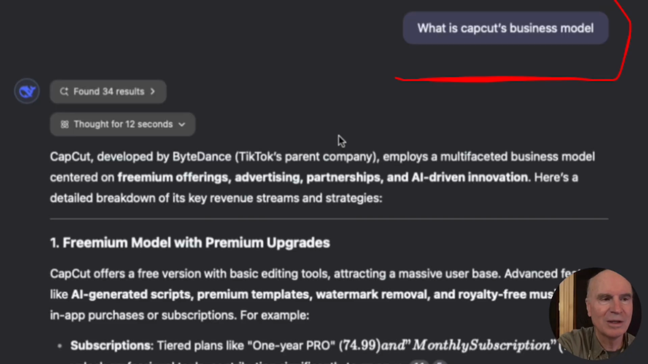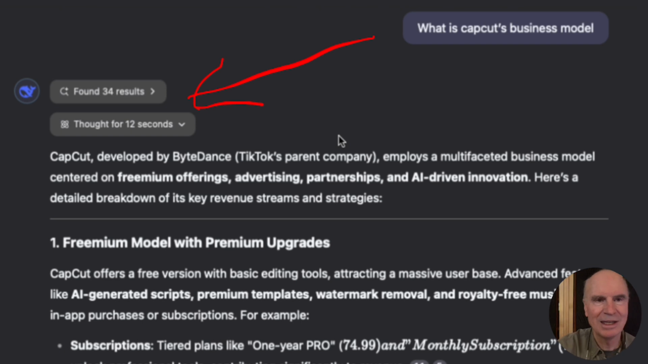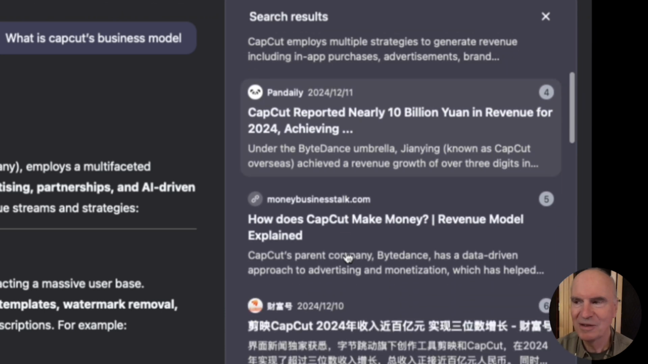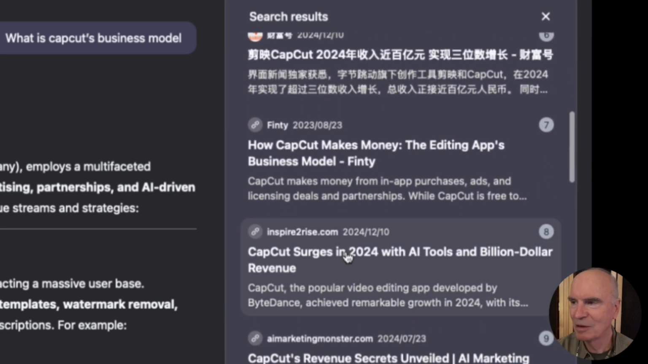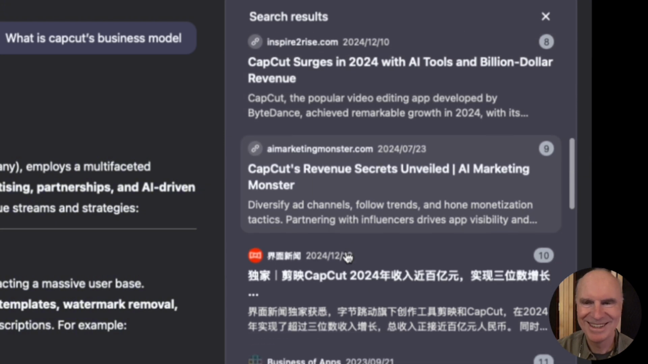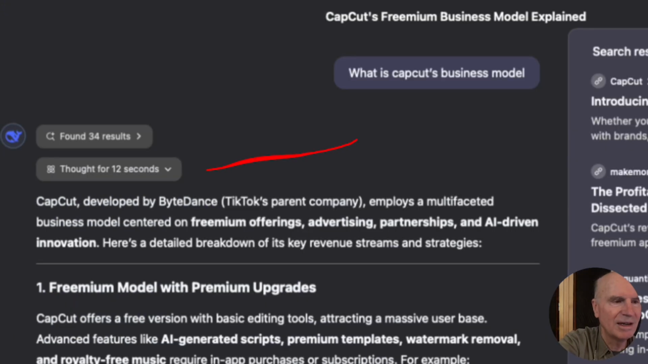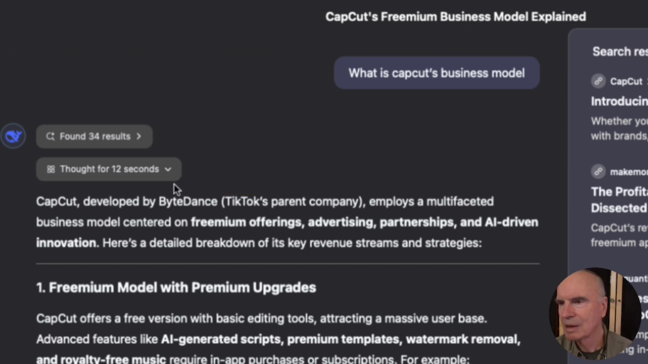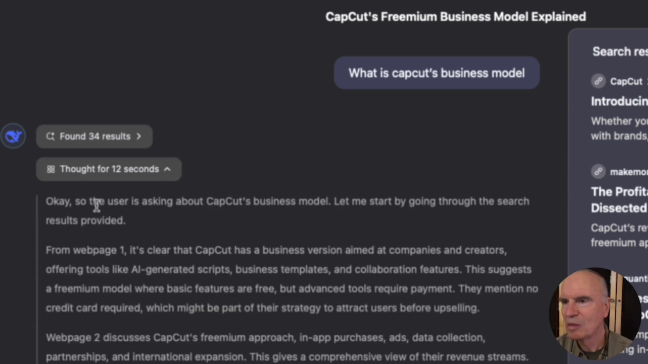I asked for it to analyze the business model of CapCut. And the first thing it did is it found a bunch of websites to look at. And that by itself is fairly impressive. They're in different languages, they're from all over the world. But then it went out and thought about the pages that it was reviewing. And I don't know if it was reviewing all of them, but it speaks as if it's talking to itself.